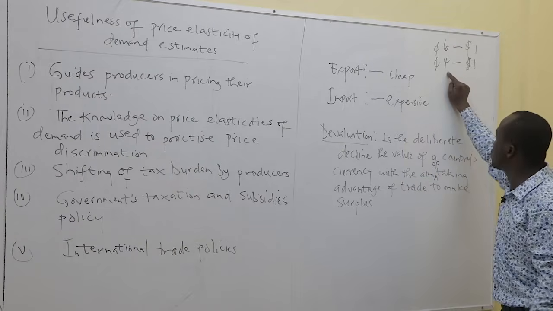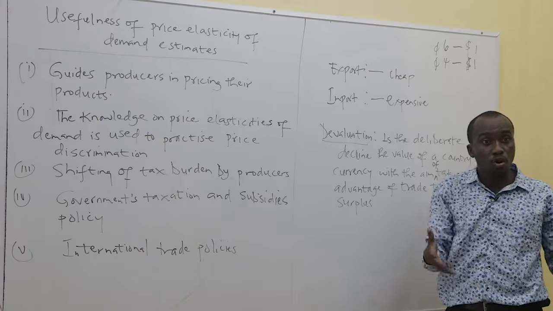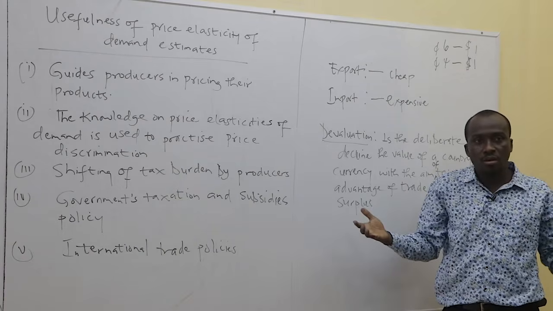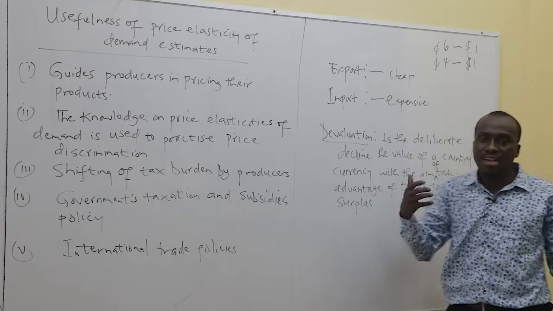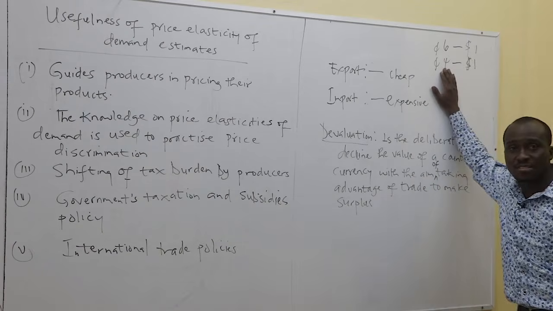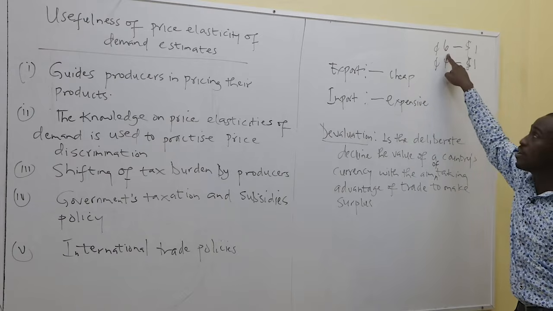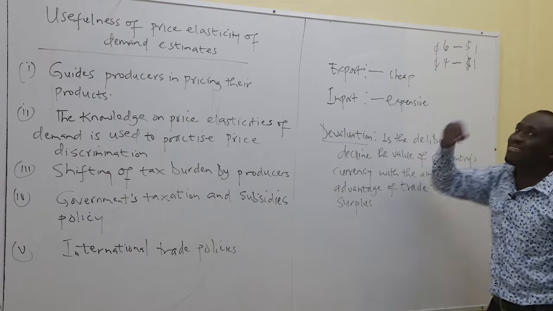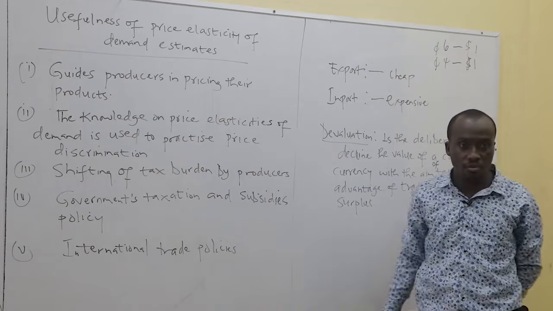First, when you have 4 cedis, you can get $1. Now you need 6 cedis to get $1. That means the value has fallen. You need more to get the same amount of money you were getting. Right? You need more cedis to get the same quantity. If you need $100,000, first you're using 400,000 cedis to get $100,000. Now the cedi has lost value. So now you need 600,000 Ghana cedis to get the same $100,000. That means the country's currency has lost value.